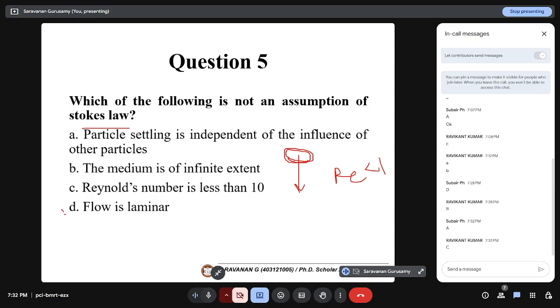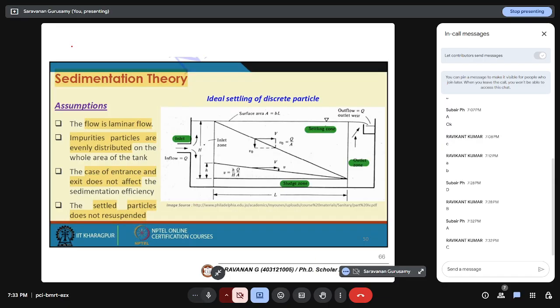So think about this. Flow is laminar. Re will not be less than 10; it will be less than 1. Medium is of infinite extent, the particle can settle and reach infinity. That's the integration we are using, 0 to infinity, to derive Stokes law. So it's moving in infinite space, not in a defined space. Particle settling is independent of the influence of other particles because it's discrete settling. If it is influenced, then it is called hindered settling, right? So Stokes law follows discrete settling. So A, B, D are correct. One wrong assumption is C: Reynolds number should be less than 1. Yeah. Next. So these are the assumptions.